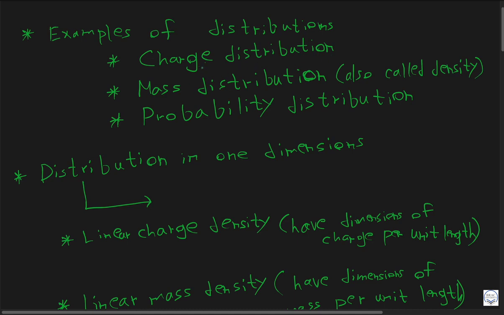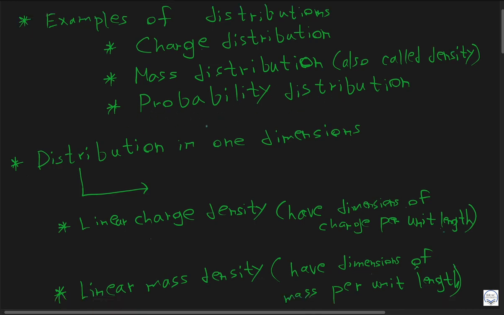The same thing goes for mass distribution. You already know mass distribution in terms of density, and you can use it to calculate where the center of mass is, what the total mass of the body is, and other interesting properties such as the moment of inertia. And then there is the probability distribution, which has applications in many fields such as machine learning or quantum mechanics. Let's move on to distributions in one dimension.